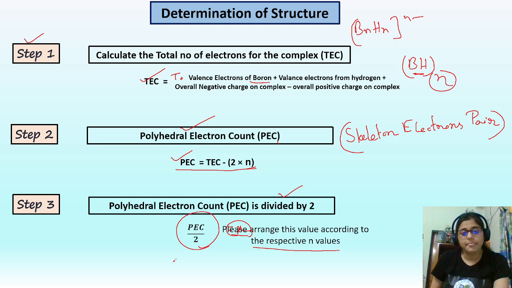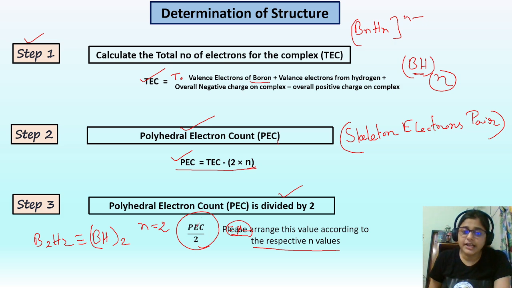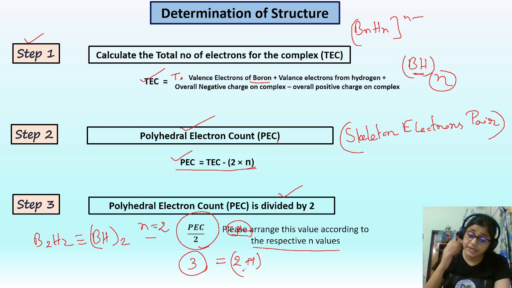So the respective N value which you are given, with that you have to arrange this X value. Okay, let's say for example B2H2 is given. This will be equal to what? BH whole 2. So N is 2 here. Fine. And after polyhedral electron count by 2, after dividing, we get 3, let's say. I'm assuming. So this is X now. So we have to express X with respect to the N. How? It will be 2 plus 1. Right? If it is, it means it is N plus 1.